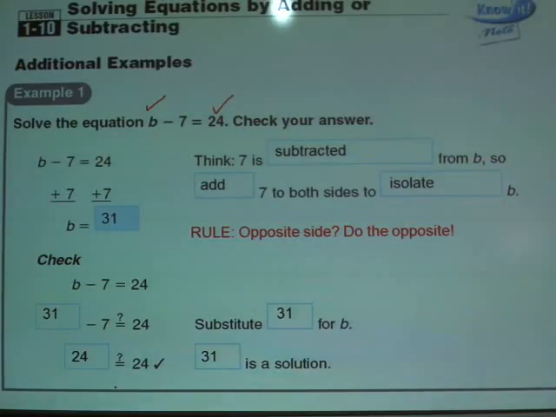Well, look at what's in front of 7. 7's got a subtraction sign in front of it. So the opposite is going to add. So I'm going to add 7 to both sides.